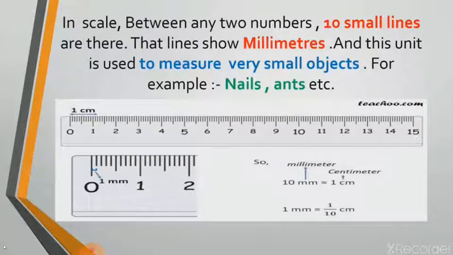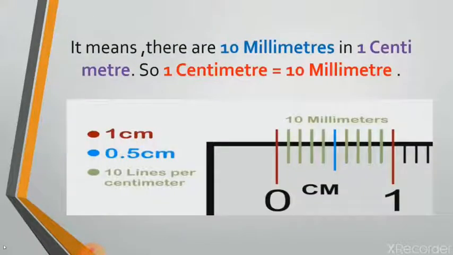In scale, between any two numbers, 10 small lines are there. Those lines show millimeters, and this unit is used to measure very small objects, for example, nails, ants, etc. It means there are 10 millimeters in 1 centimeter. So, 1 centimeter equals 10 millimeters.